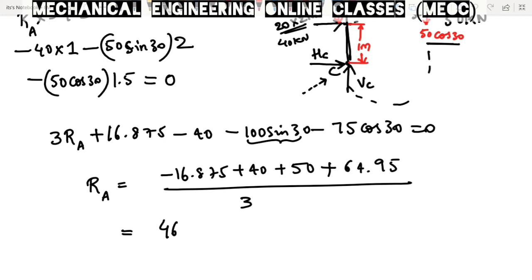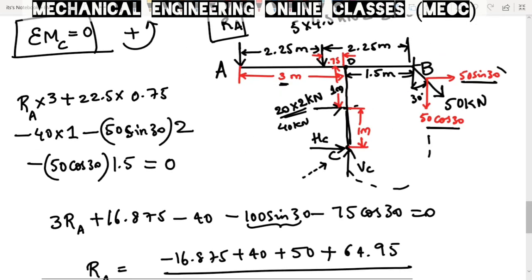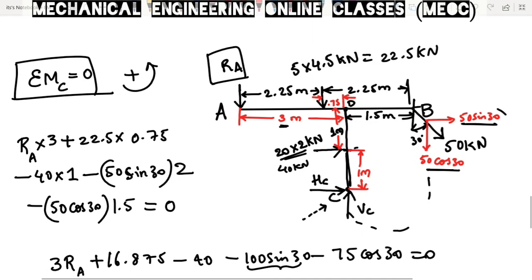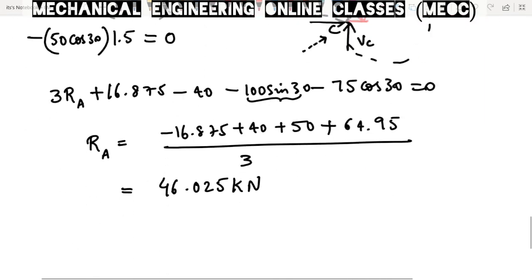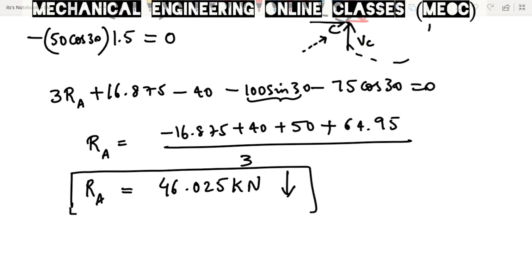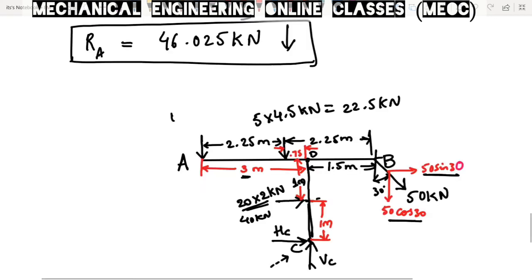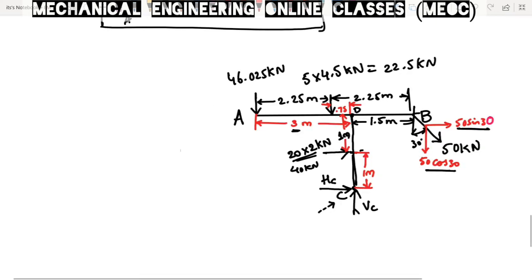That comes out to be 46.025 kilonewton. So the answer is positive. So in the diagram the direction that we have taken is correct. So RA is this. It is 46.025 kilonewton acting vertically downward. So RA is 46.025 kilonewton. Now let us take down the equilibrium condition of all the horizontal forces being 0.